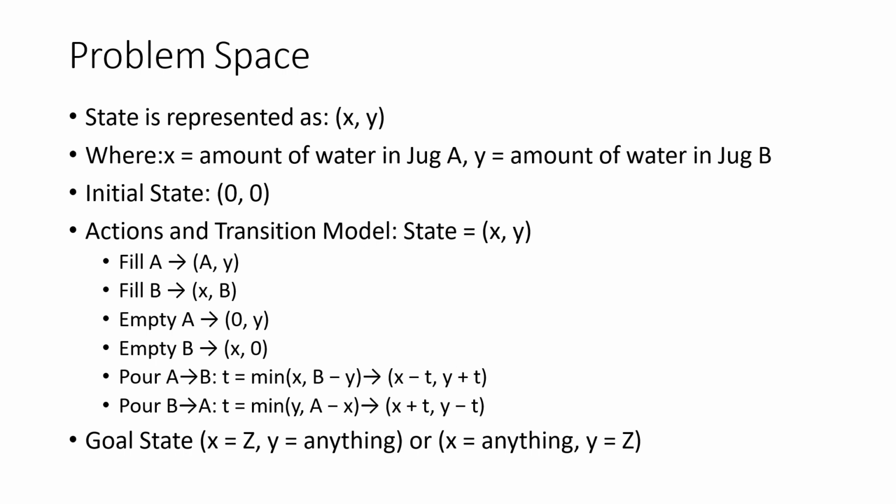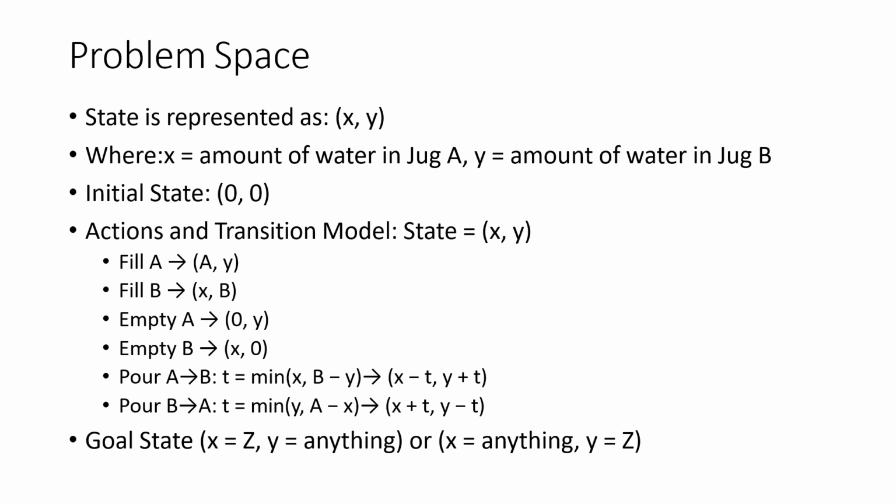The transition model defines how one state changes into another state due to an action. We already discussed that we are considering the first state as X comma Y. So the first transition we are considering is fill A. Fill A means fill jug A completely, so it will become A comma Y, since the capacity of the first jug is A. Then the second one is fill jug B completely. That means X comma B, since the maximum capacity of jug 2 is B.